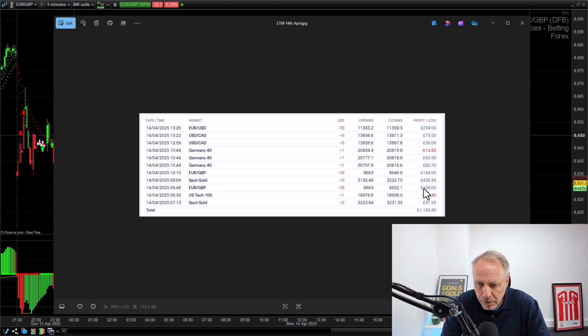This doesn't take into consideration this trade here, the gold one, and this one here. That drops it down to the profit today of 709. Because that gold one was a trade that I left on from Friday and was looking to close in Monday's trading, and it made another £436 profit. But for the morning move, we're up £709, okay, today.